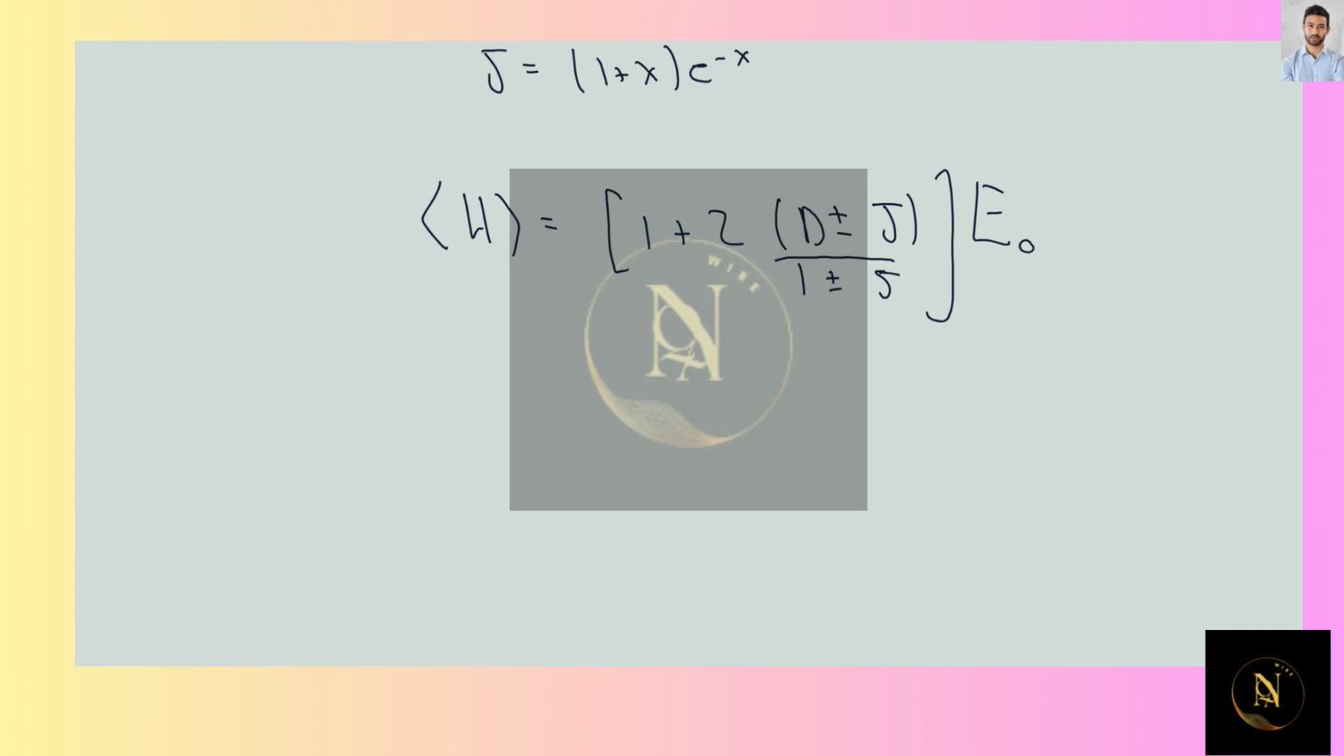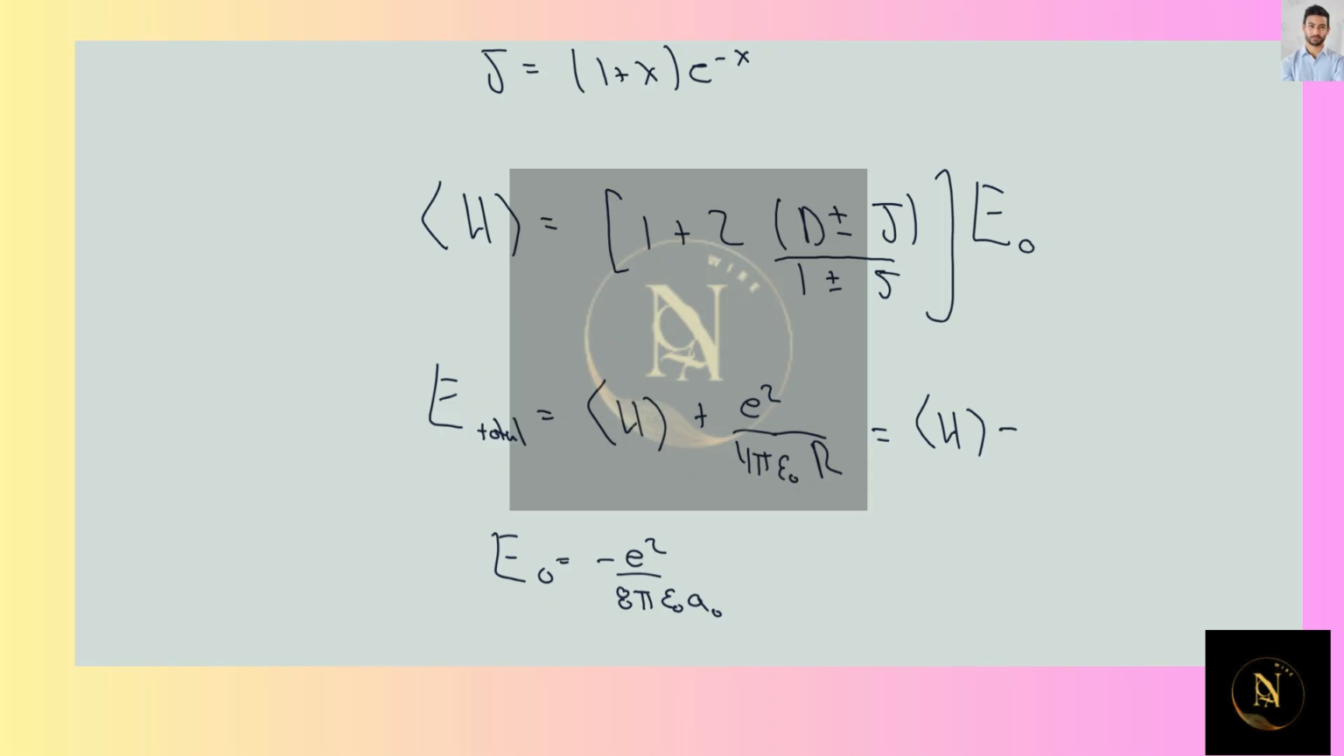Oh, sorry, actually, this is not the final result. This is only the electronic energy. Sorry about that. The total energy is going to be equal to this value for H plus the nuclear potential, which is e² over 4πε₀ divided by the internuclear distance. Recalling that the value of E0 is equal to minus e² over 8πε₀a0, the result can be related to the energy of the hydrogen atom. This total energy becomes our expectation value for H minus 2 over x, just to have everything consistent, times E0.